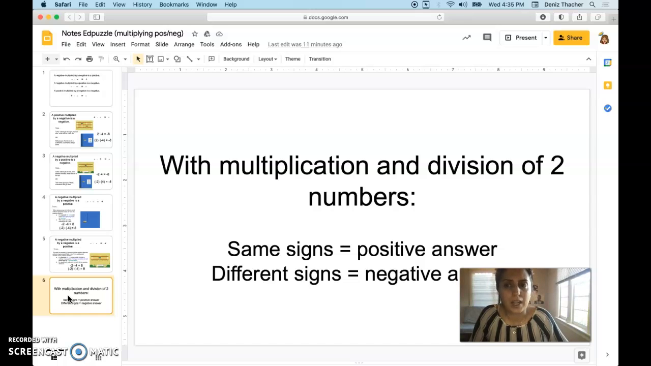Again, like I said before, with multiplication and division of 2 numbers, same signs equal a positive answer, different signs represent a negative answer. So from here, you're going to go ahead and click on the Google Doc in the video and the notes, and complete that Google Doc, and then from there you will do a 5-minute Book It, which is a little short game that you'll be able to play to practice your skills.